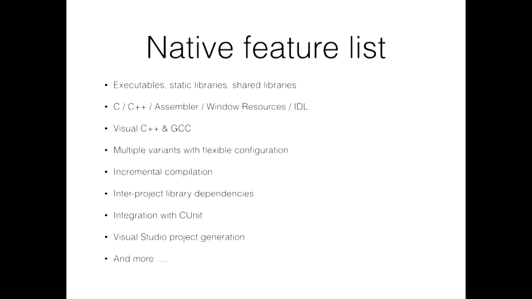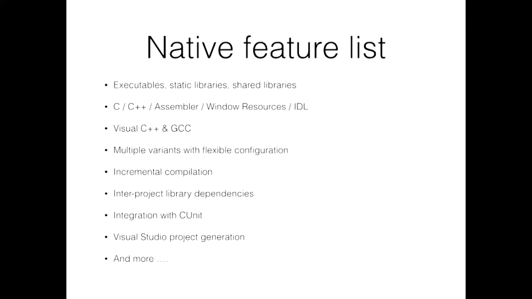We started with a feature list that was part of the input into this development process, and we've addressed most of these things in the last 12 months. Building executables, static and shared libraries, building with C, C++, assembler, Windows resources, IDL, Objective-C, Objective-C++, a bunch of different languages. Using different tool chains, so Visual C++, GCC, and Clang are supported now as well.